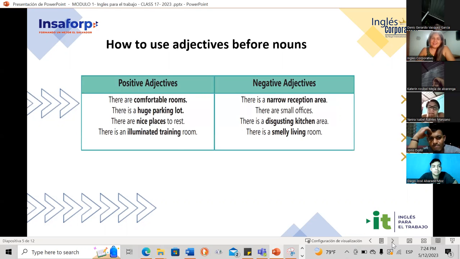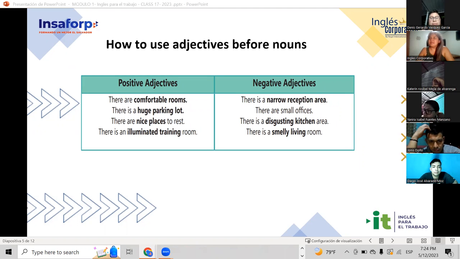Ok. How to use adjectives before nouns. Les estaba explicando que los adjectives siempre se usan before nouns. Ok. Aquí tenemos unos ejemplos con el there is y el there are que vimos ayer. Ok. Y siempre van, si se fijan, antes de él.